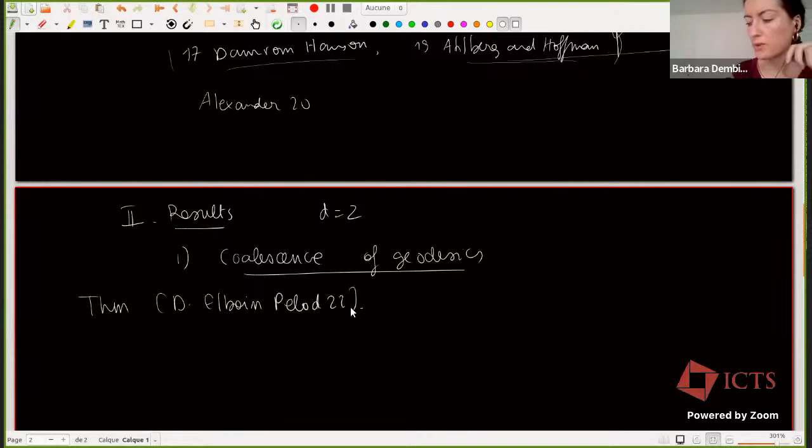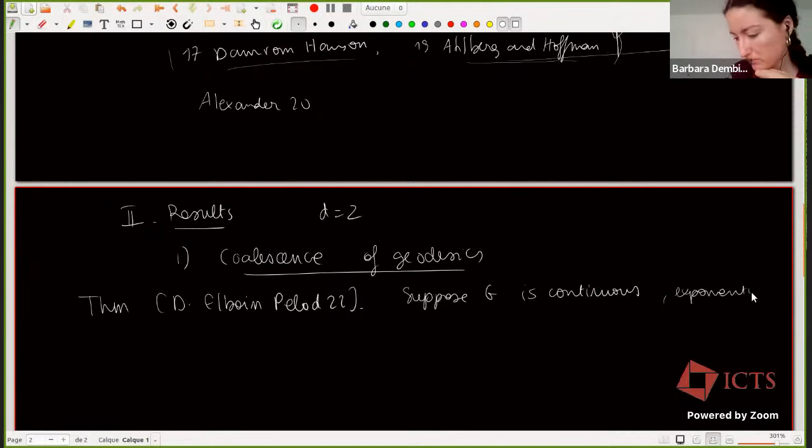So we make some assumption on the distribution. We suppose that G is continuous, so it has a density and an exponential moment. But these are more like technical assumptions. And we also made an assumption on the limit shape. We assume that the number of sides the limit shape has is at least 40.